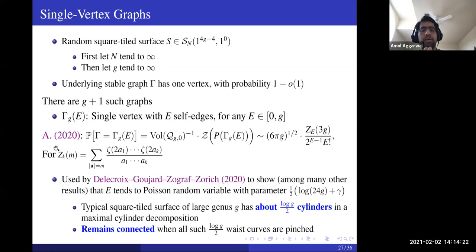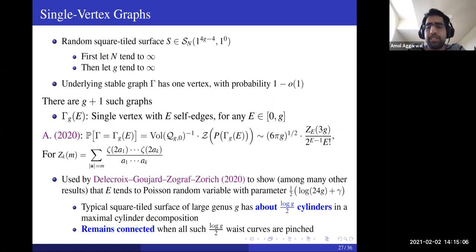The z_E here is defined as a sort of zeta deformed harmonic series. I take the sum over all E-tuples a whose sum is m, and I look at the product of zeta of 2a1, zeta of 2a2, all the way to zeta of 2aE, and I divide by a1, a2, all up to aE. So I have this zeta deformed harmonic series. And this probability that gamma is equal to this gamma_g of E is going to be asymptotically equivalent to some prefactor times this guy. In fact, the fact that this sum is equal to one takes a little bit of work to see, but it can be shown. So this is a bona fide probability measure more or less.